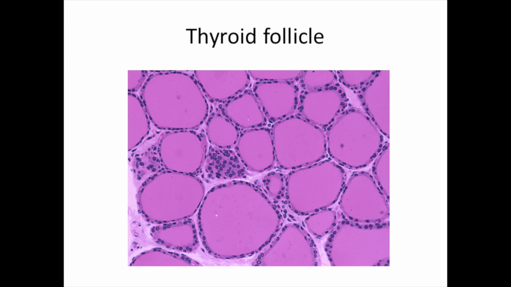So keep looking at this image because we will now be comparing the normal histology of thyroid follicles to the abnormal of the hypo and hyper. Just keep looking at it for a few seconds before you turn to the next slide.